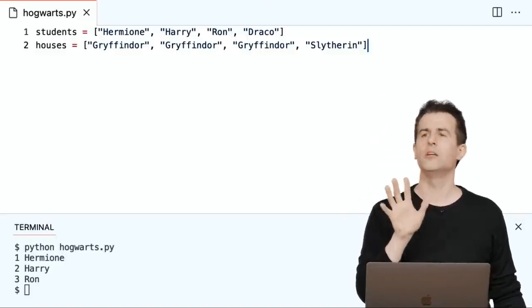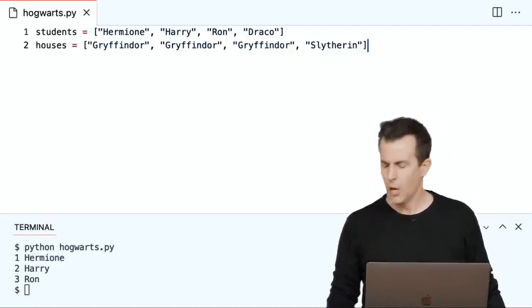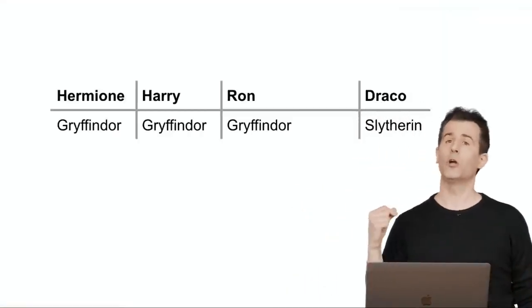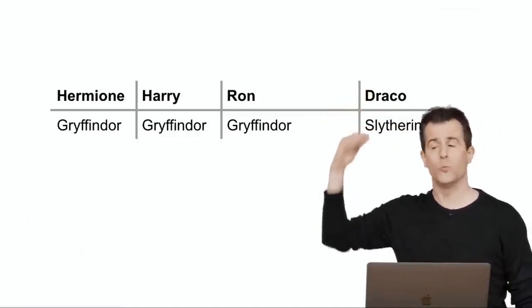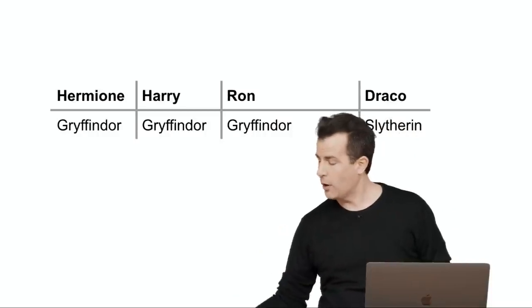It doesn't end up well when your code gets more complicated. But I do want to implement this idea. I want to associate something with something. A student with a house, a student with a house, a student with a house, and so forth. So how can I go about doing this?